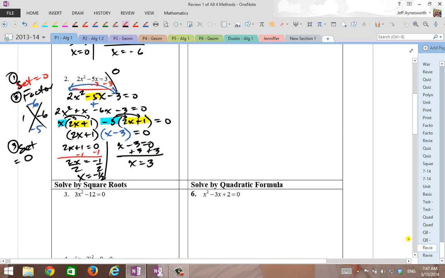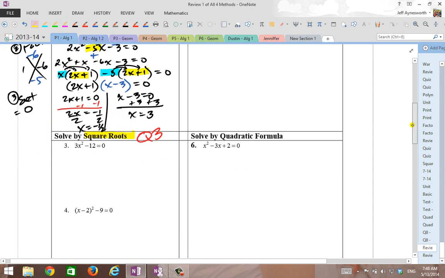Okay. And then our next lesson here, go open your notes to Q3. So turn the page. We solve by square roots. That was our second technique, okay?